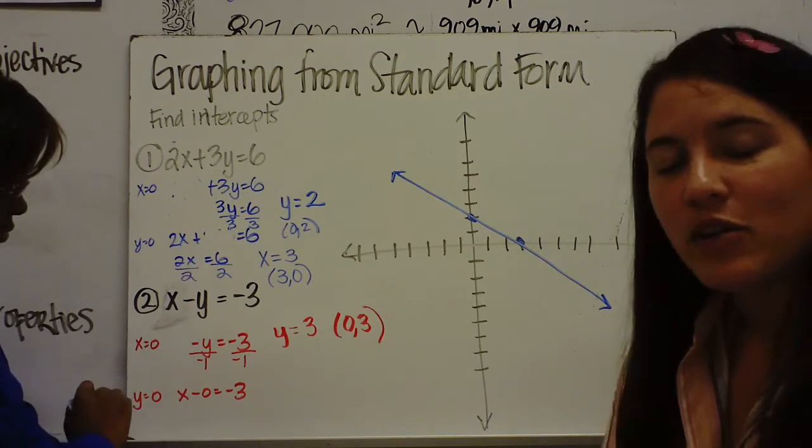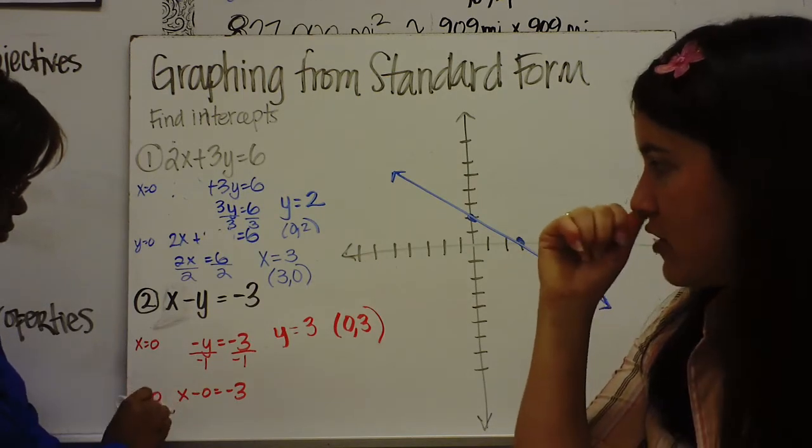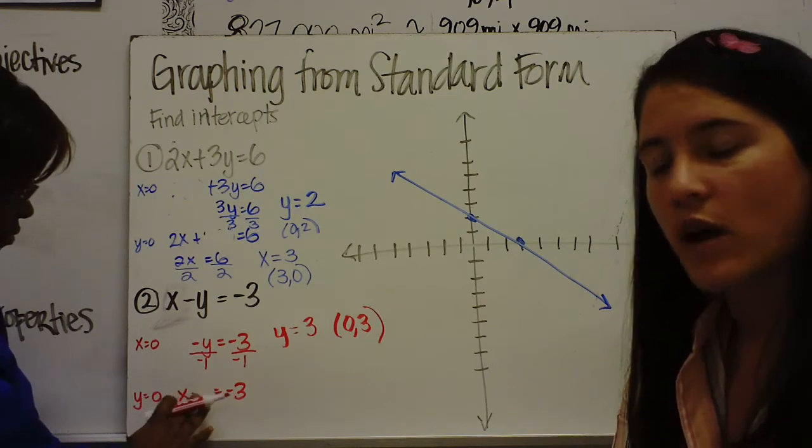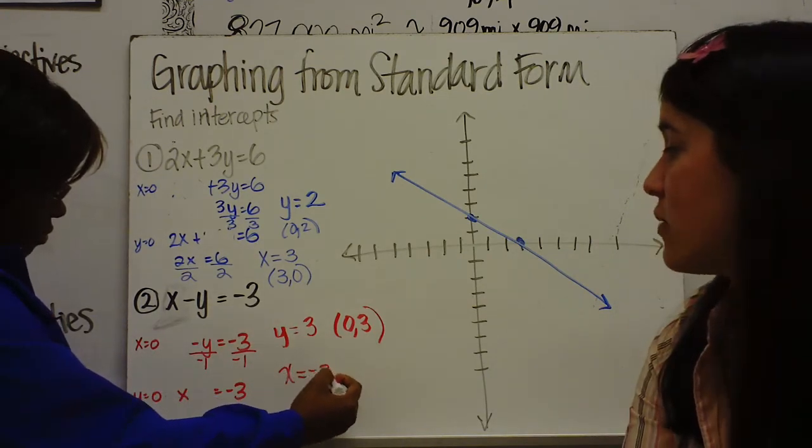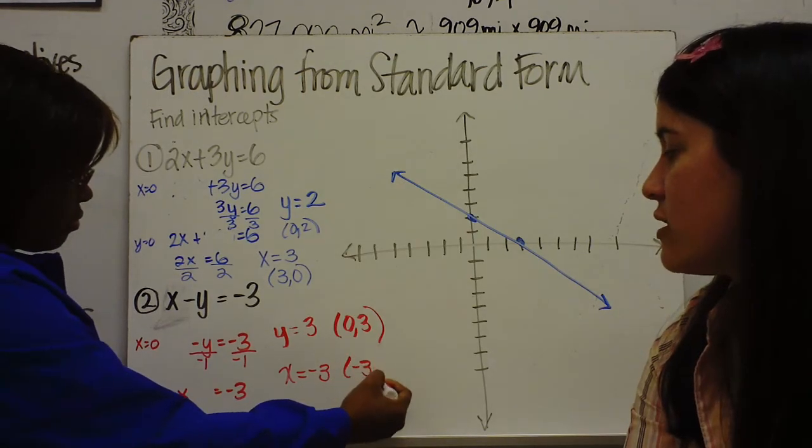When you let y equal 0, you substitute a 0 in, and that value goes away, and you have x equals negative 3, so we don't have to solve. We see that x is equal to negative 3, which is the point (-3, 0).